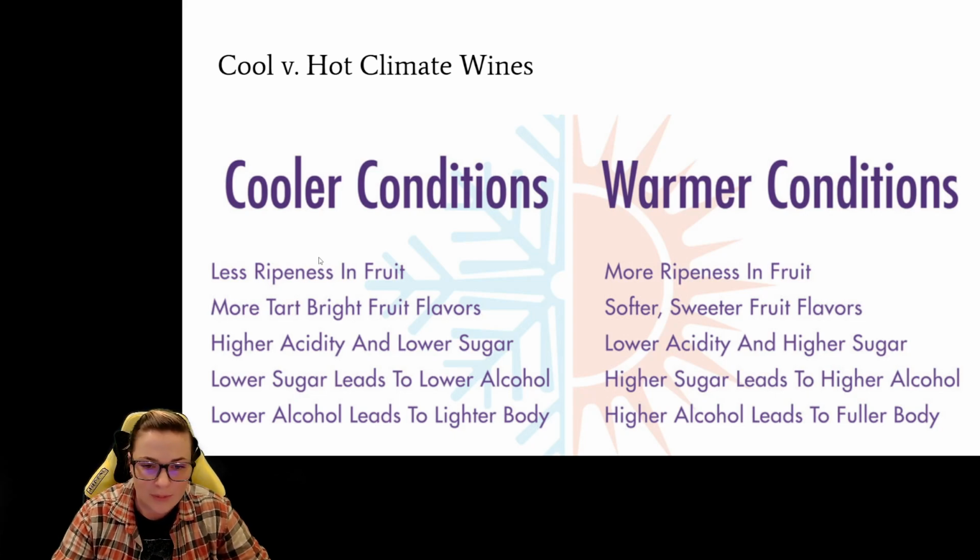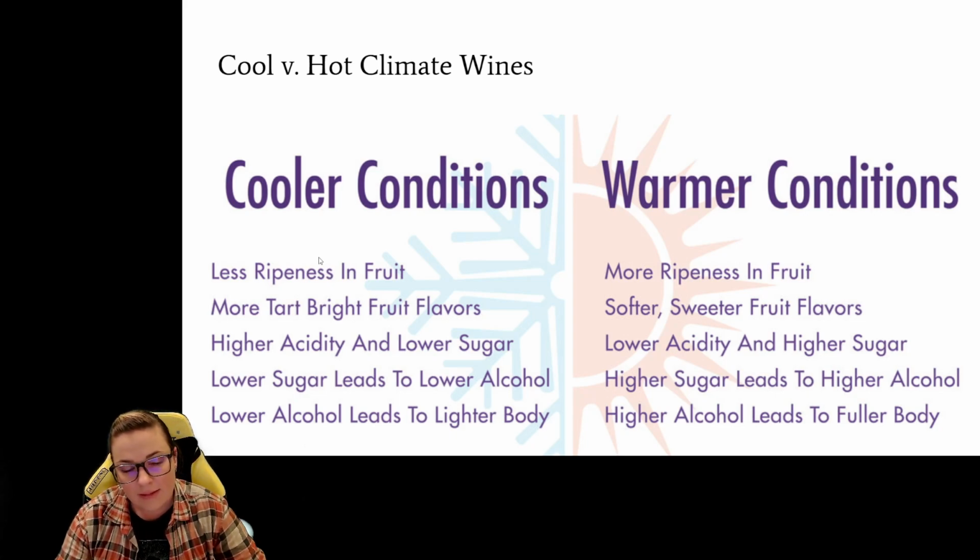So less ripe, more acid, less sugar in these wines. Less sugar means less alcohol, right? So if the grapes don't ripen as much, they're going to make low alcohol wines. Sugar is converted to alcohol during the primary fermentation, right? Lower alcohol means lighter bodied wines as well.